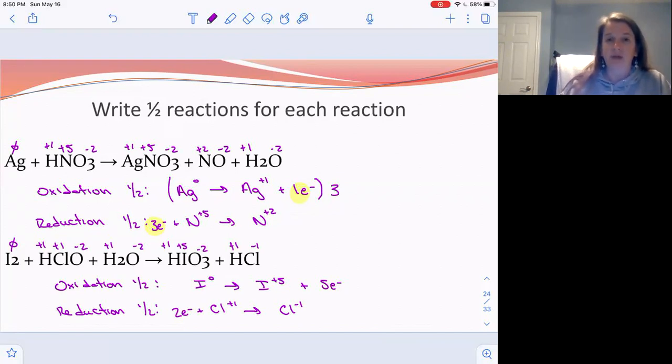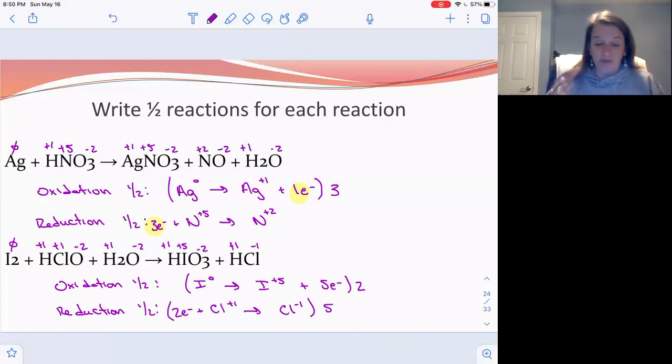So that means we're going to have to multiply both of those half reactions. The first one, the oxidation half reaction, we're going to have to multiply by 2 in order to get those electrons up to 10. This reduction half reaction, we're going to have to multiply by 5 in order to get those electrons up to 10. And that's how you write oxidation, reduction, half reactions.